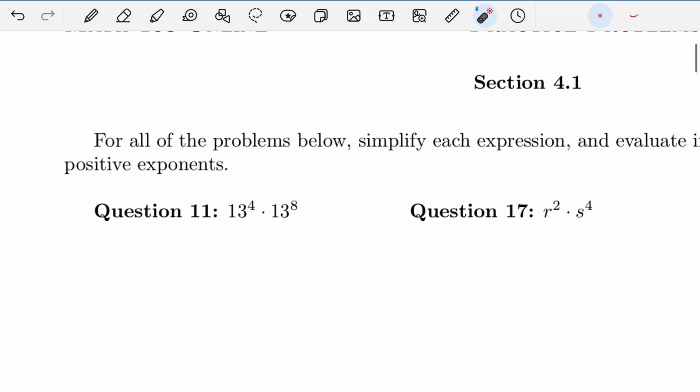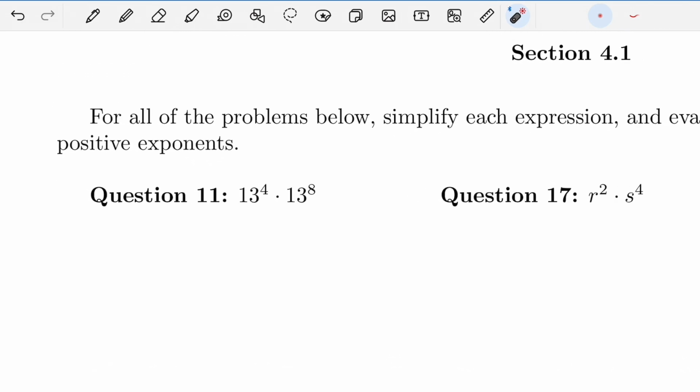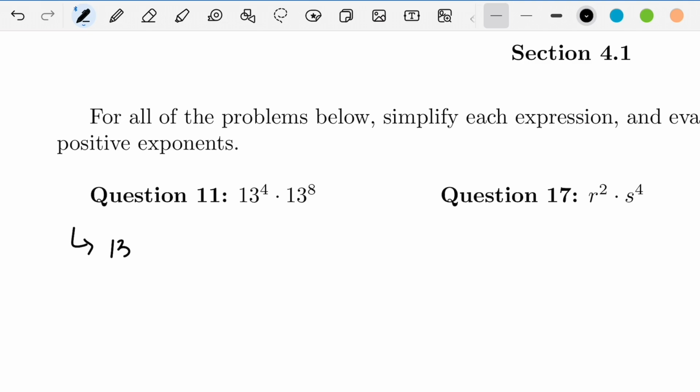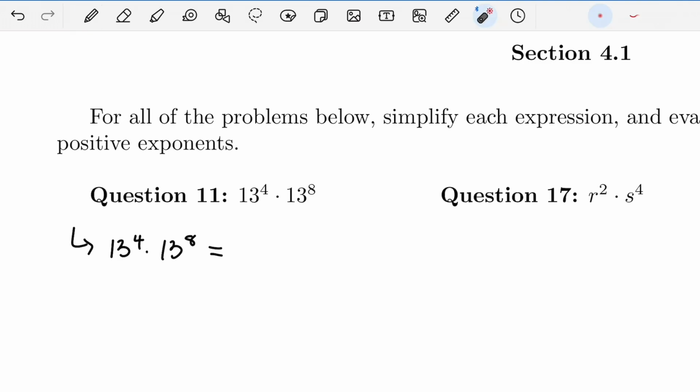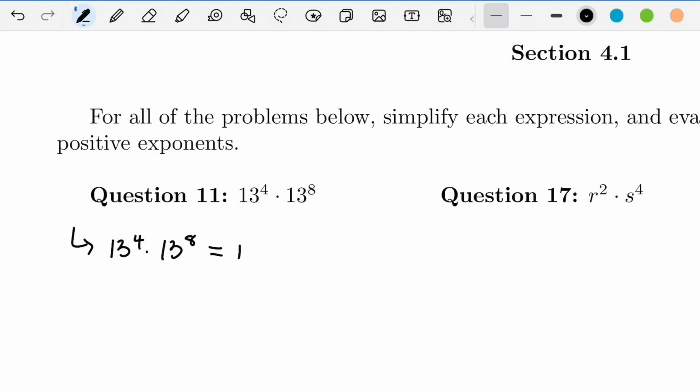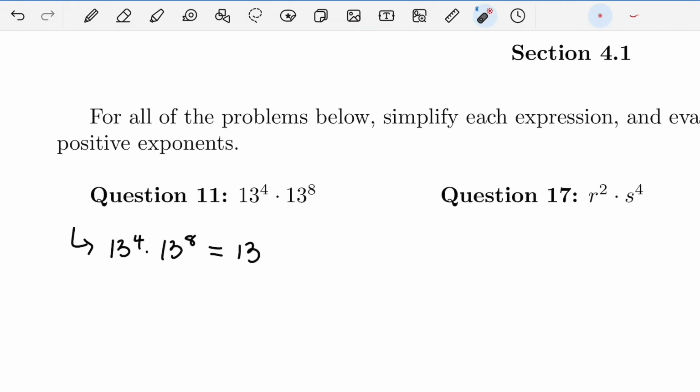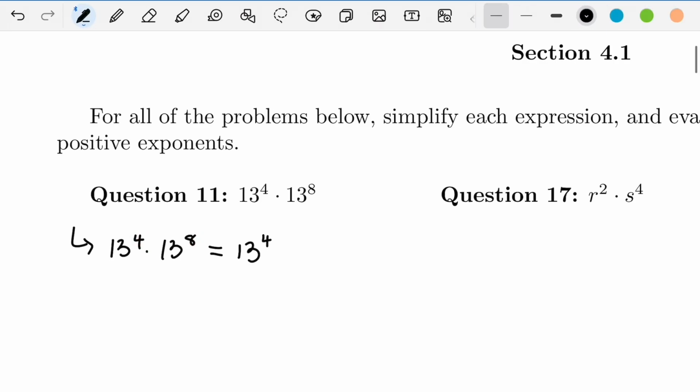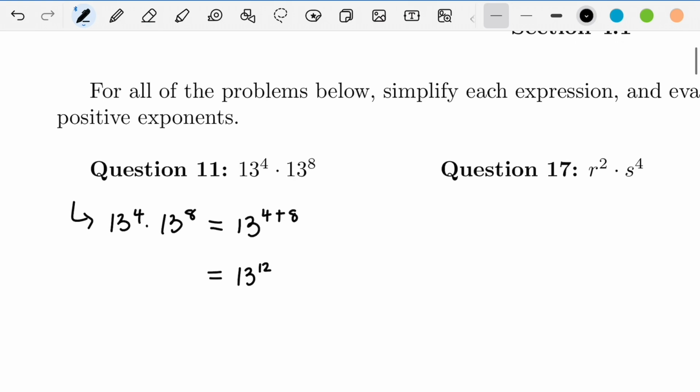So we'll start with question 11 here. We have 13 to the 4th power times 13 to the 8th power. Now, what we're going to use here is our product rule for exponents, and it says that if we have the same base, in this case 13, then we can simplify this. It'll be the same base to the 4 plus 8 power. So this would be 13 to the 12th power, and then we can just put that into our calculator and we're going to get a really big number.